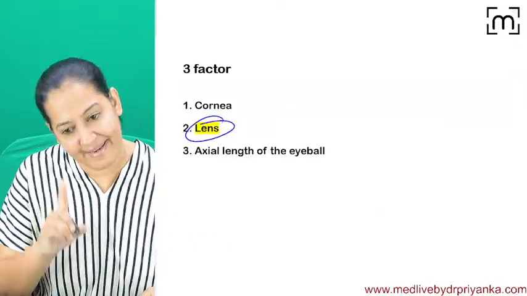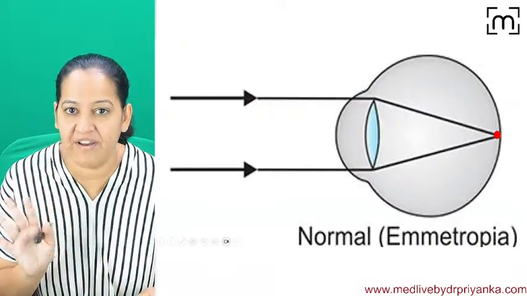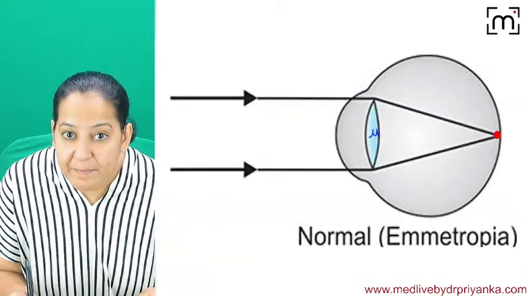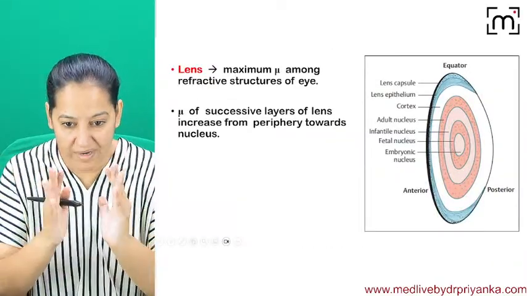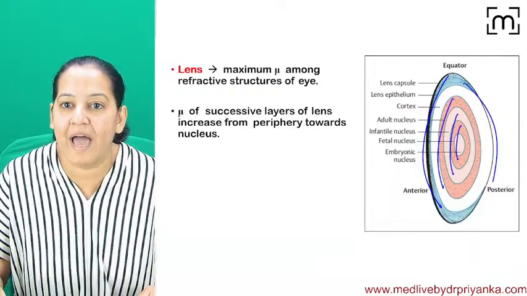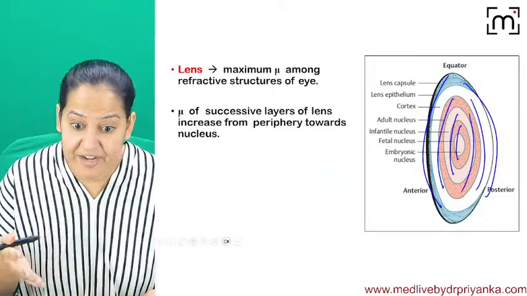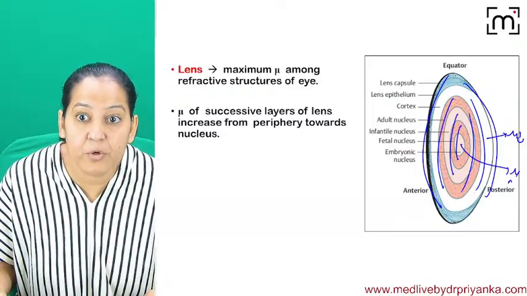Now coming to the lens. In the lens, we need only one thing, the mu of the lens. The radius of curvature of the lens is not important, only the mu. So what material is the lens made of? You know, the human lens is in layers. You can appreciate it is not one complete entity. Appreciate the layers. The layers have different mu. At the periphery, the mu is less. At the center, the mu is maximum.